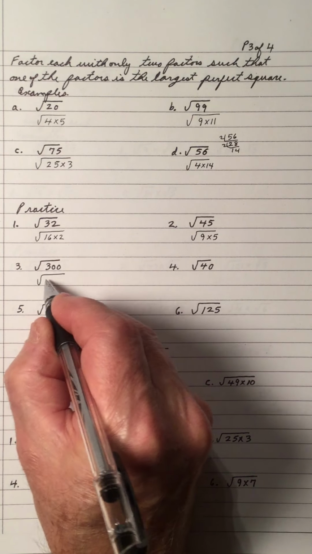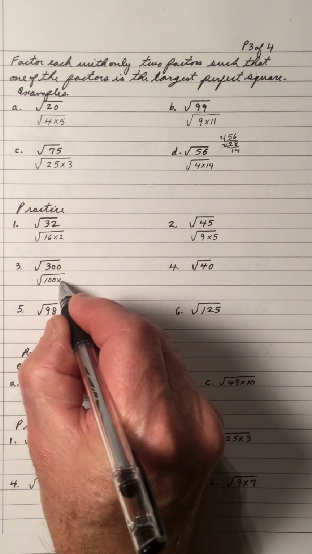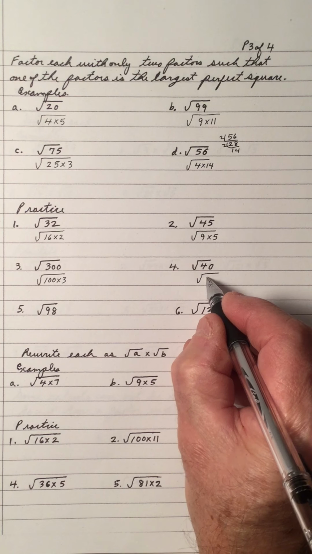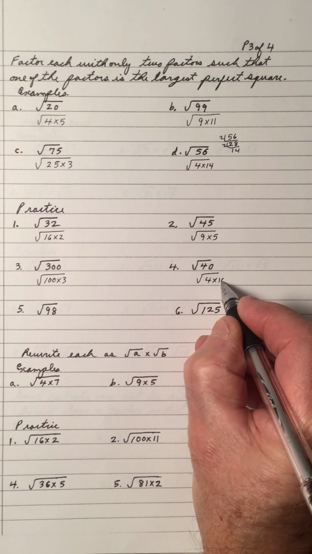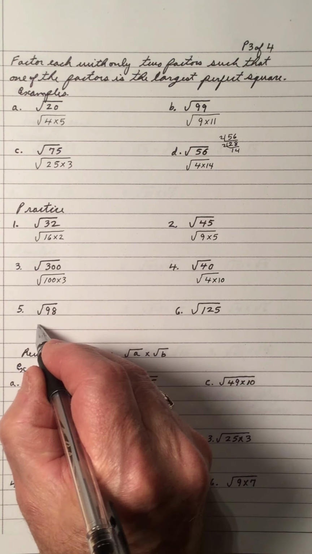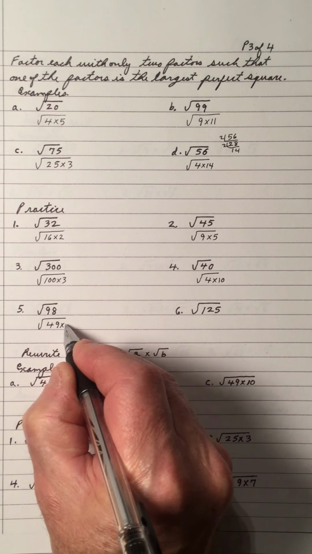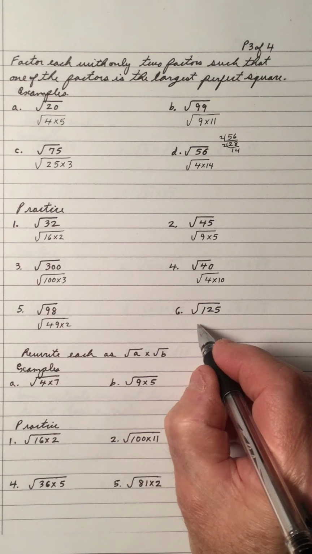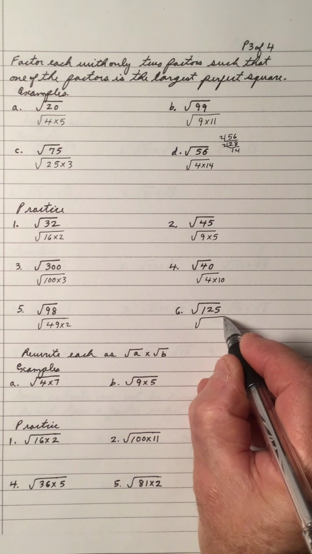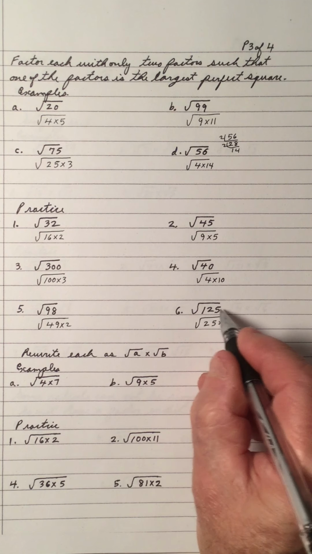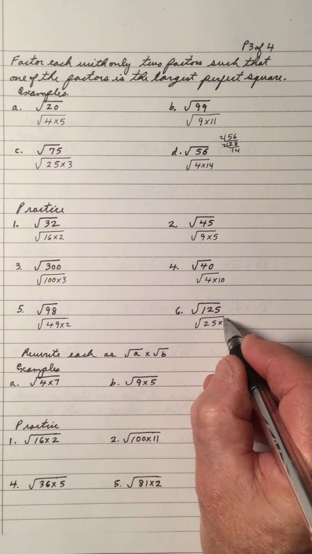300. The largest perfect square is 100. So it's 100 times 3. 40. The largest perfect square is 4. So it's 4 times 10. 98. The largest perfect square is 49, times 2. And 125, the largest perfect square is 25, and 125 divided by 25 is 5.